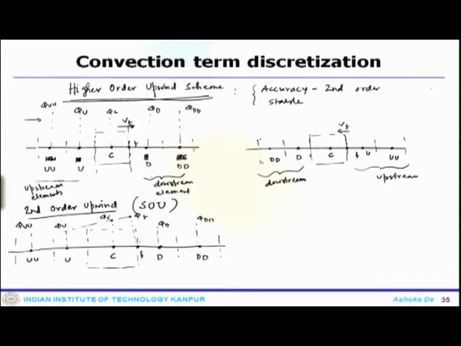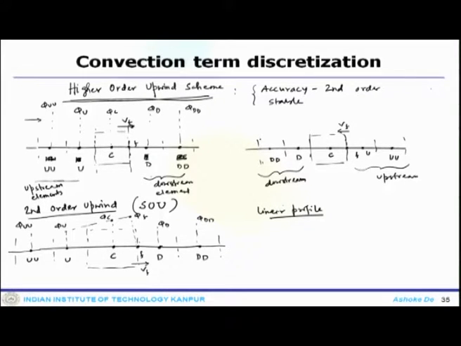So, all this information is now stored. And why are we saying this is upstream? Because at the face we are assuming the flow field is in this direction, so the mass flux is positive at that particular face. So, you start with a linear profile.